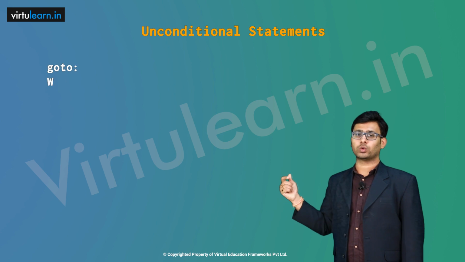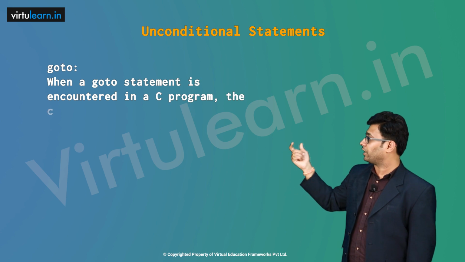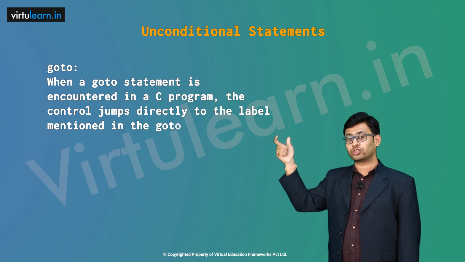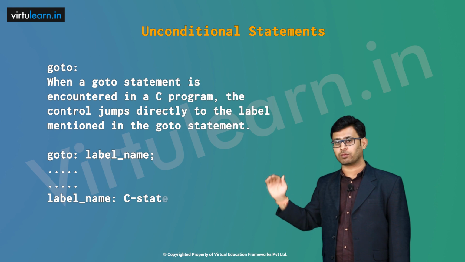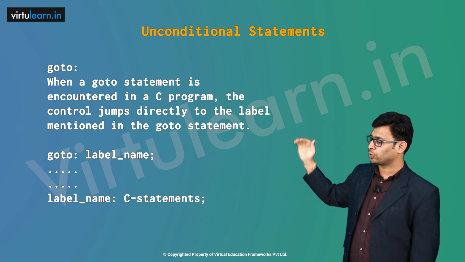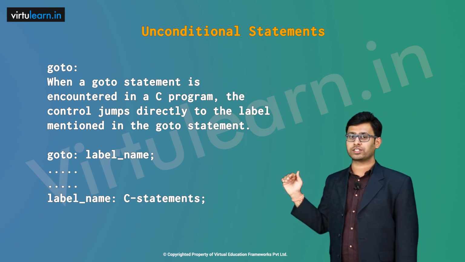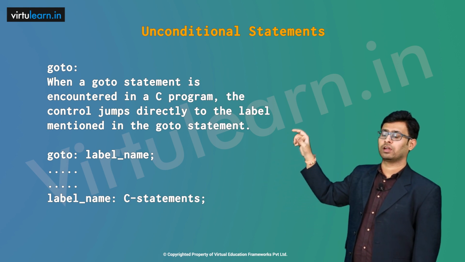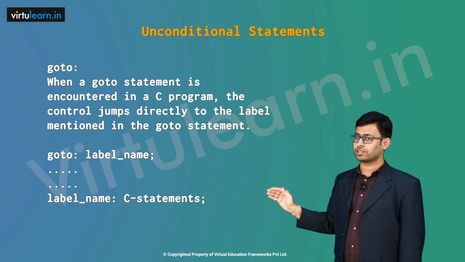Next, the last one is goto. Goto followed by label name. Wherever the exact label name appears in the program, your control flow will directly go to that particular block and execute the piece of code from there. As we know, our C programming starts from top to bottom. Whenever it encounters a goto or other unconditional statements, it will perform a certain action according to the specific keyword. This is about unconditional statements.